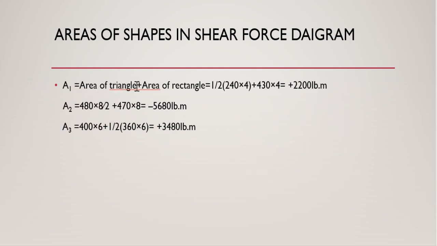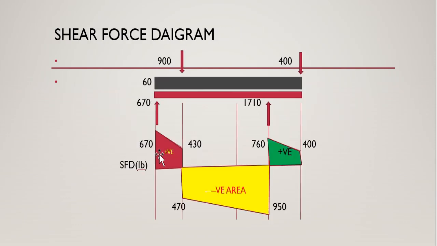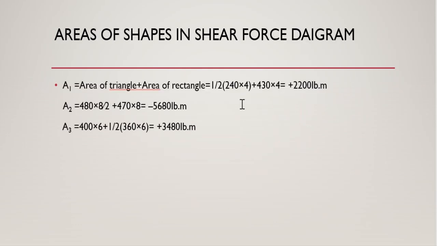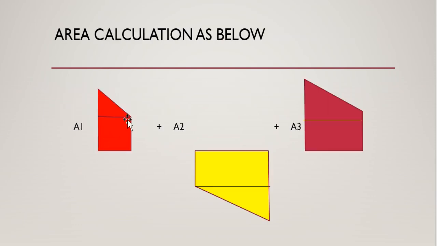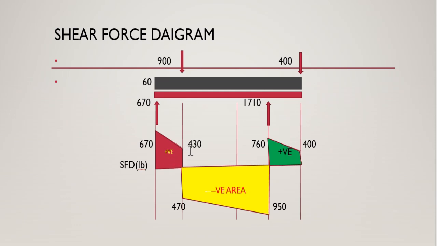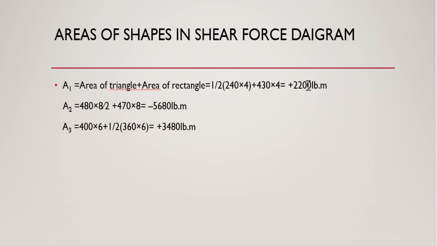So A1 consists of two areas, that is a triangle and a rectangle. So how can we calculate the height of the rectangle? We have to subtract 430 from 670. We got the value of 240. Then we multiply by the length, that is 4. Plus 430, that is the value of this region from the shear force diagram, that is 430 multiplied by 4. So we got the area of the rectangle. At the result, we got the value of 2200.